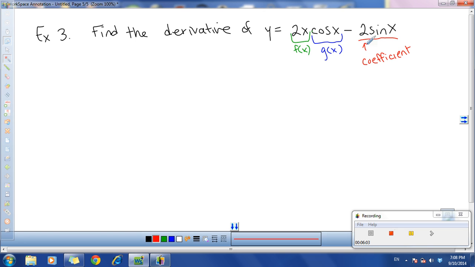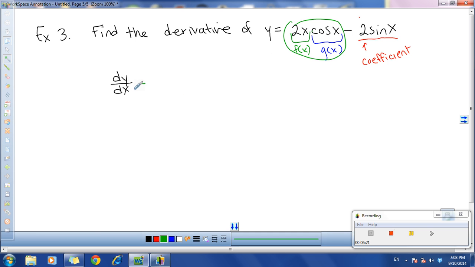Okay, and the sine x is going to be just like a variable on its own with a coefficient. So when I take the derivative, this time I'm going to write dy/dx. It's just a different notation. It all means the same. So I'm only going to use the product rule on this part right here.